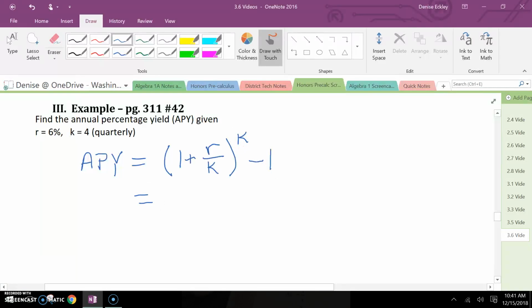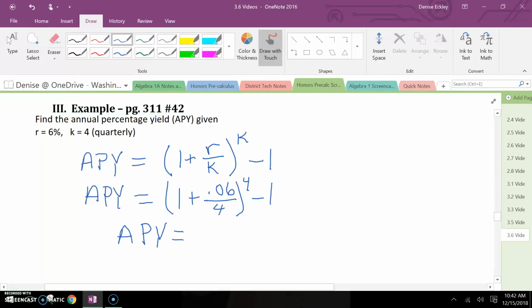So we're going to fill in our values that we have. So 1 plus 0.06 over 4, raised to the 4th power, minus 1. And we'll just substitute those values into our calculator, and we get 0.0614. So we have an annual percentage yield of 6.14%.